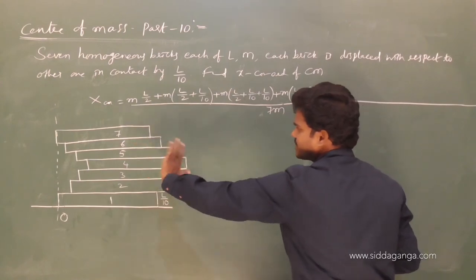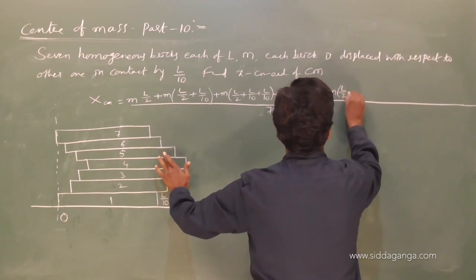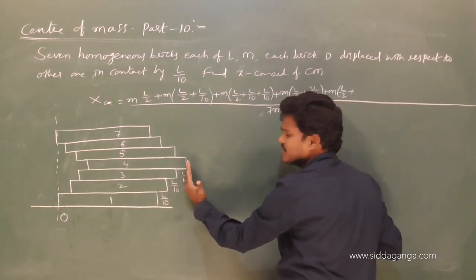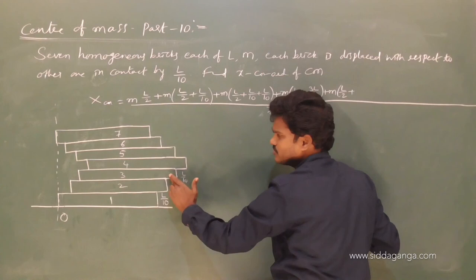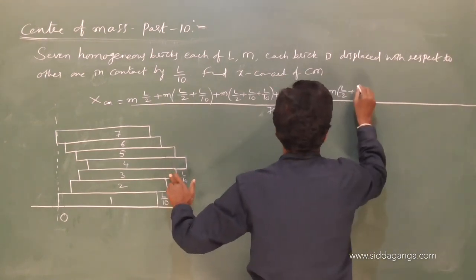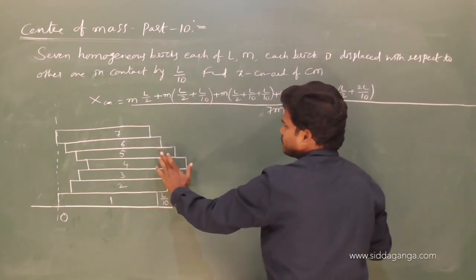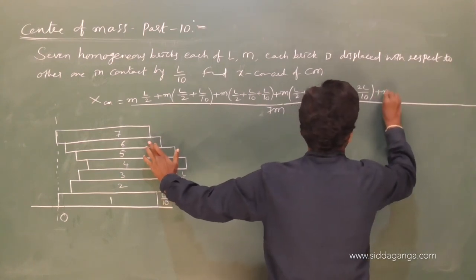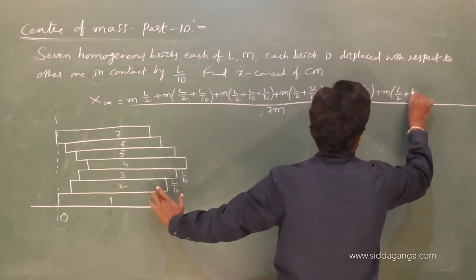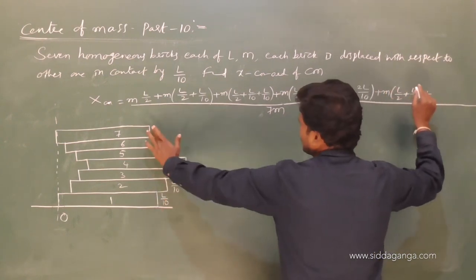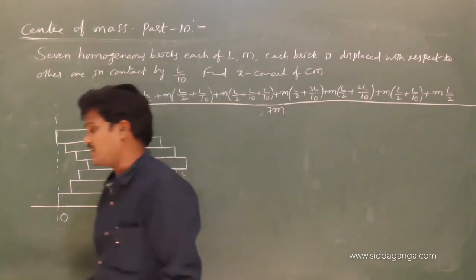Now for the fifth, 1 is on the left side. So how much is it? M into L by 2. Up to here is 3L by 10, decrease 1. How much is it now? 2L by 10. This is similar to the third block. Third block means how much? 2L by 10. Check it, because it shifts left. For the fifth block, 2L by 10. For the sixth block, M into L by 2 plus 1 L by 10. The last one is similar to the first one, so M into L by 2. Check the calculations.